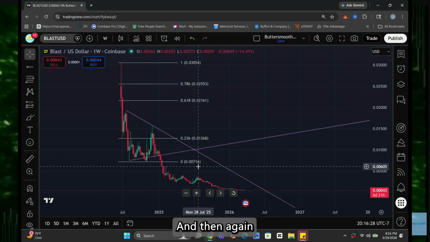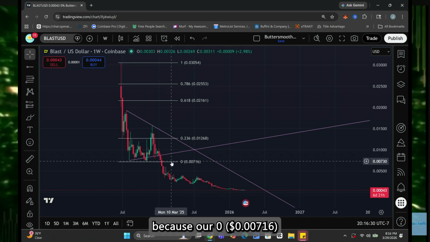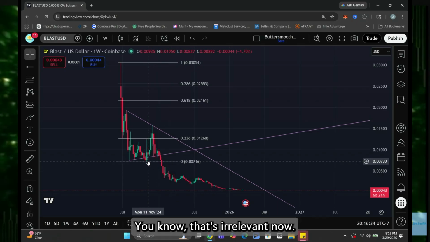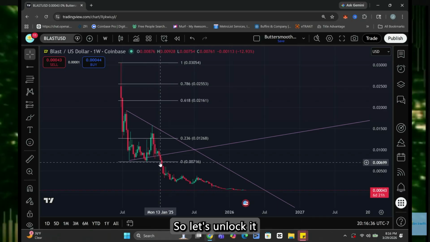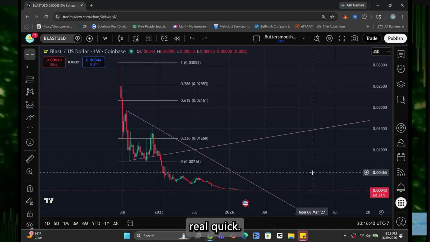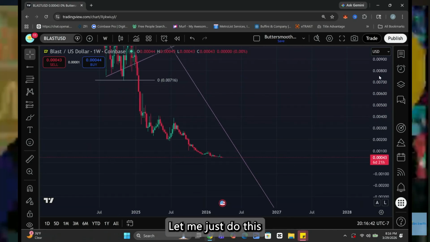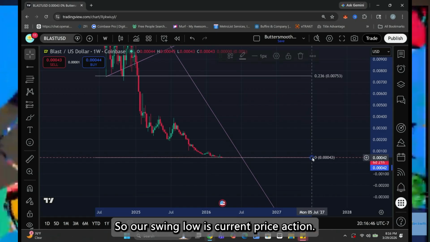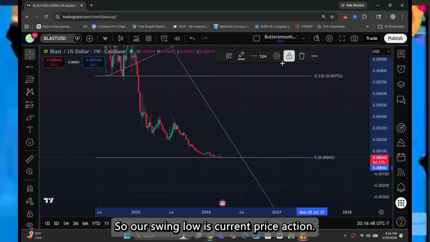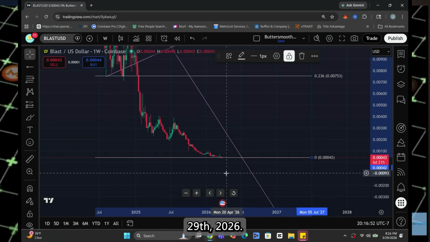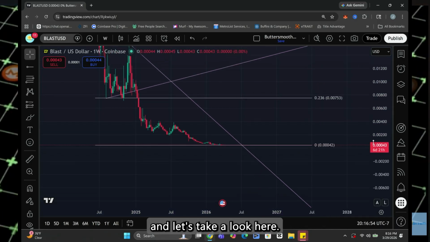And now we're going to have to adjust it because our zero movement is our swing low movement. You know, that's irrelevant now. So let's unlock it and let's drag this baby down. Here, real quick, let me just do this so it's easier for me to plot this. So our swing low is current price action. Our swing low is from March 29th, 2026. Lock it into place and let's take a look here.